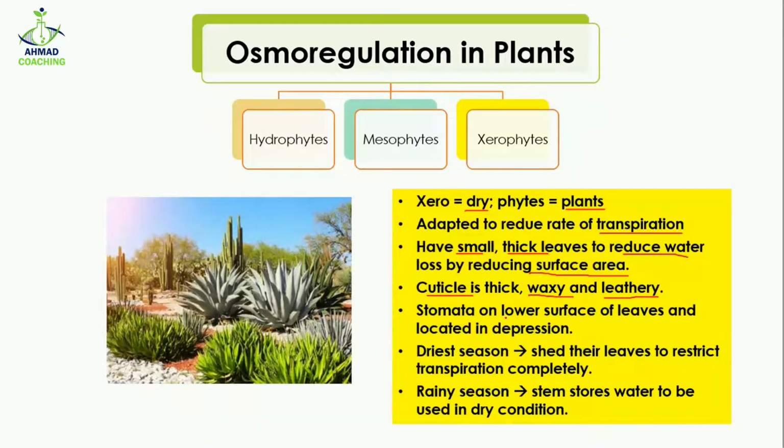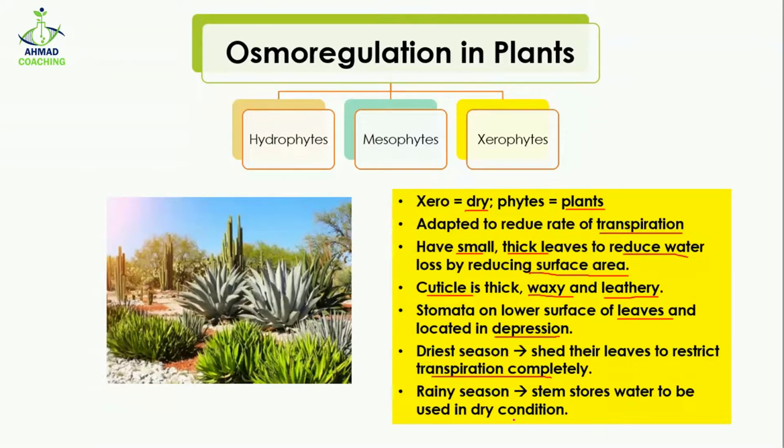The stomata are present on the lower surface of the leaves and they are located in depressions so that they are not directly exposed to sunlight, and because of this the water loss is reduced. In the driest season, they shed their leaves to restrict transpiration completely, but during the rainy season their stem stores water to be used in dry conditions.